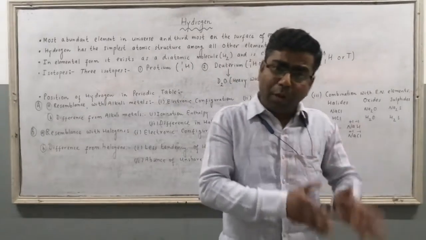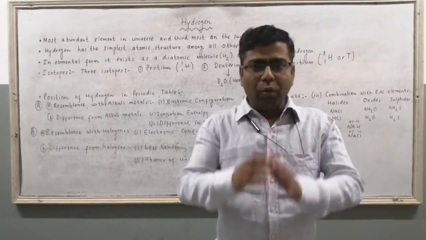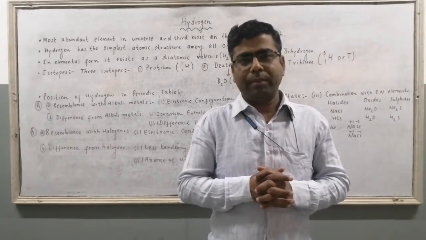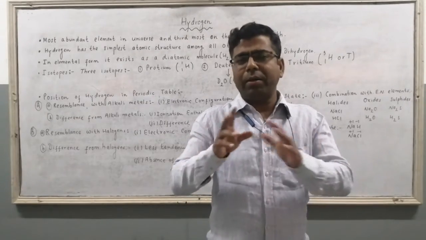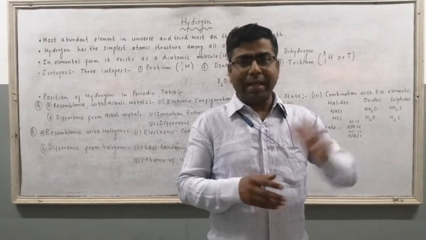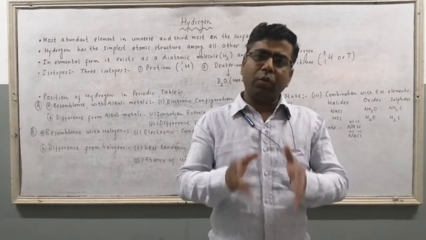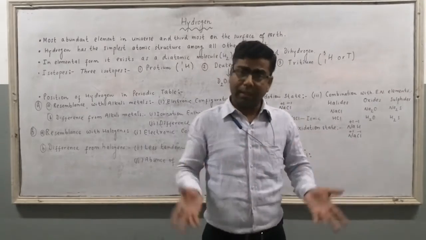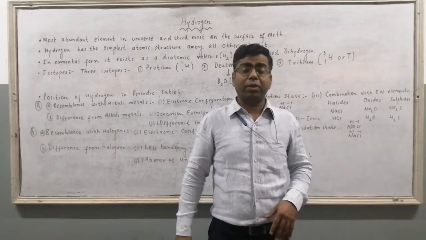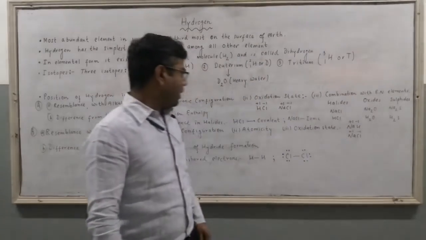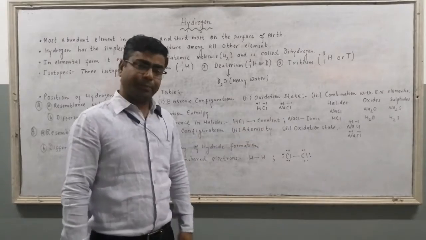Hydrogen forms a diatomic molecule. Similarly, halogens also form diatomic molecules. The reason is very simple. Hydrogen requires 1 electron to attain noble gas electronic configuration. Fluorine, chlorine, bromine, iodine also require 1 electron to complete their octet and attain the electronic configuration of a noble gas. That's why their atomicity is the same. Then we have oxidation state.